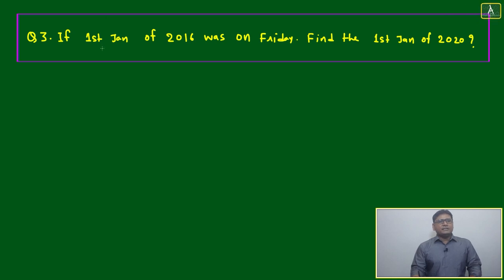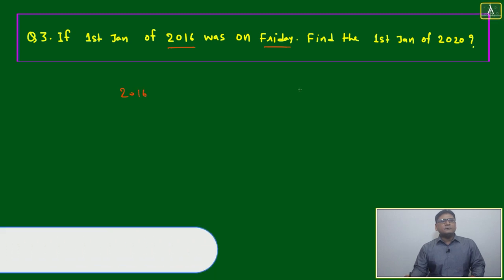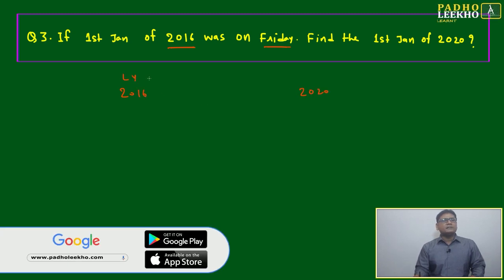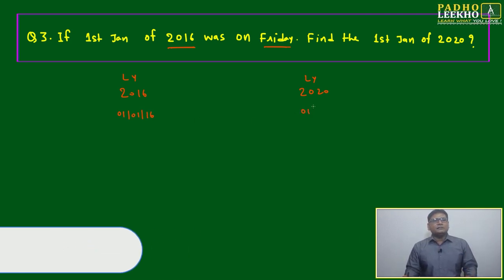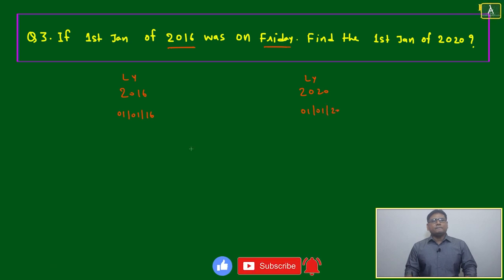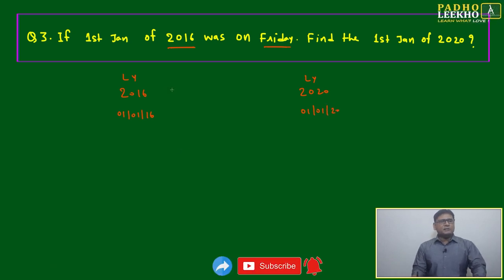Question number 3 is based on the 1st January of 2020. If 1st January of 2016 was on Friday, find the 1st January of 2020. How will we calculate? Again, 2016 is a leap year, and 2020 is a leap year. 1st January will be before 29th February, and here 1st January 2020. In between, how many years will come?